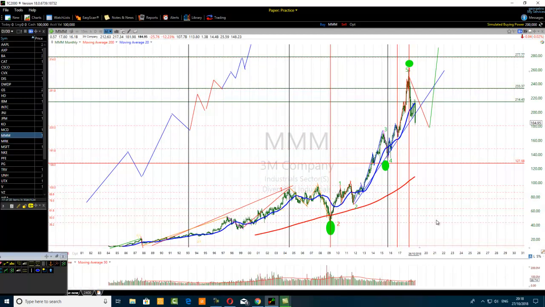The financial instrument that we are analyzing today is 3M Company, ticker MMM, belonging to the Dow 30 index.